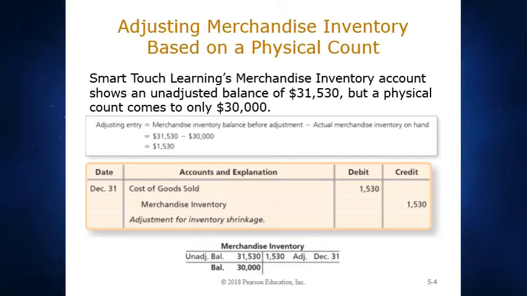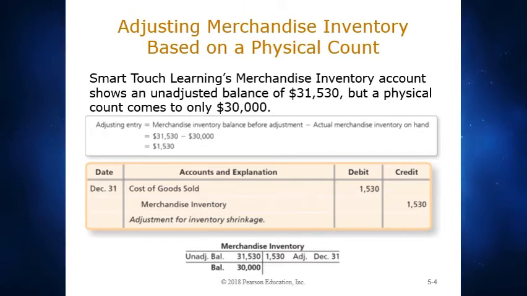Smart Touch Learning's merchandise inventory account shows an unadjusted balance of $31,530, but a physical count comes to only $30,000. So we see here that there is a loss of $1,530 of merchandise inventory, and we see that the journal entry for that looks like this. We have a debit to cost of goods sold for $1,530 and a credit to merchandise inventory to reduce that inventory amount by what we noticed the difference was.